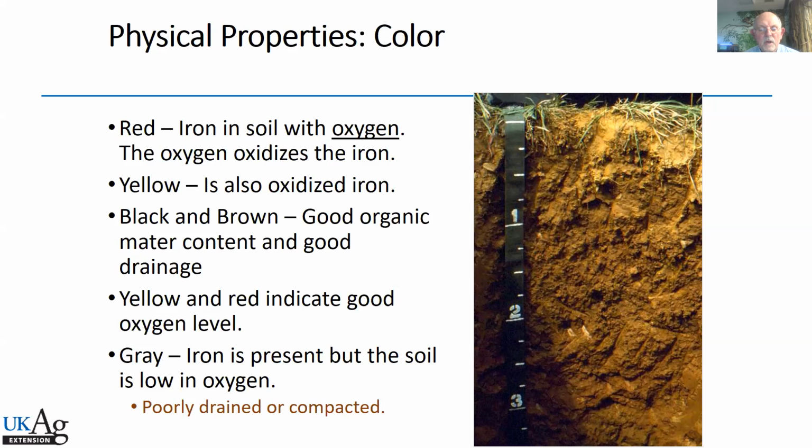Where we get into other colors, mainly the grays and mottling of different colors, is when we get into soils that may be low in oxygen and often have a higher level of water saturation. So we get into more poorly drained or compacted soils. If you're doing some digging or seeing some soils in the subsoil that have a gray look, or a mottled look where you have red or yellow stripes with gray as part of that, that's a good indication that the soil is poorly drained in nature.